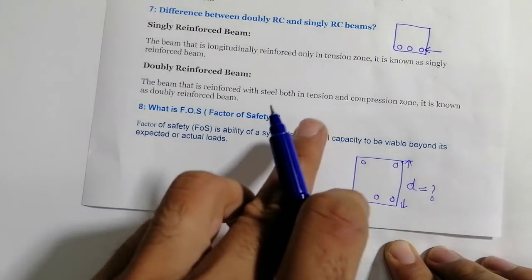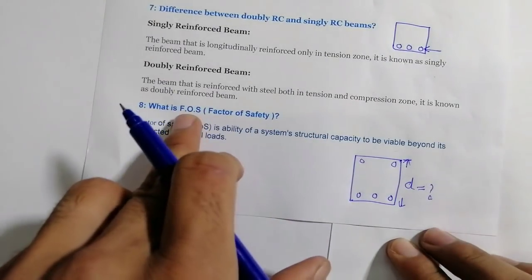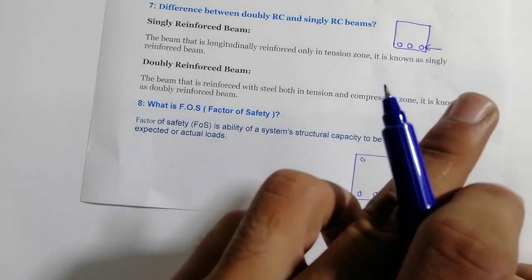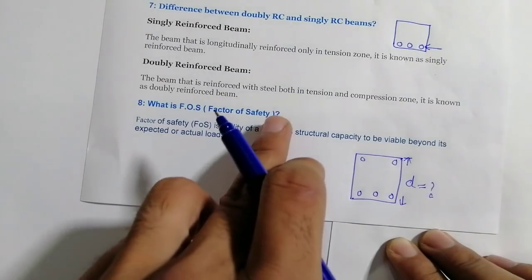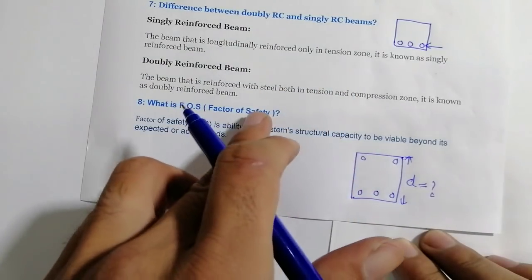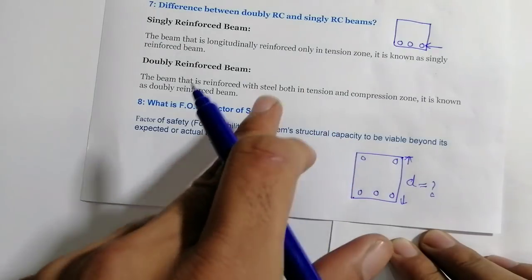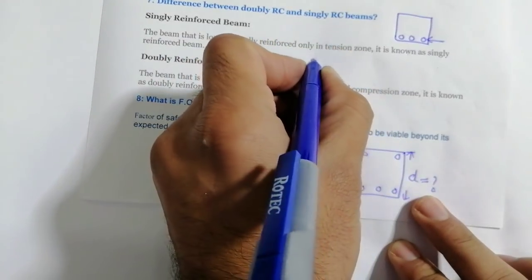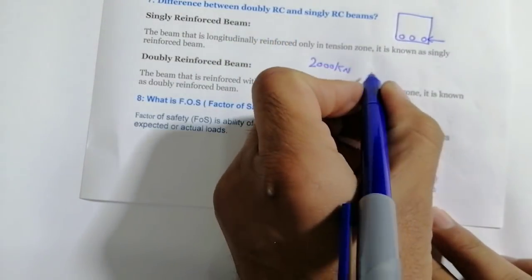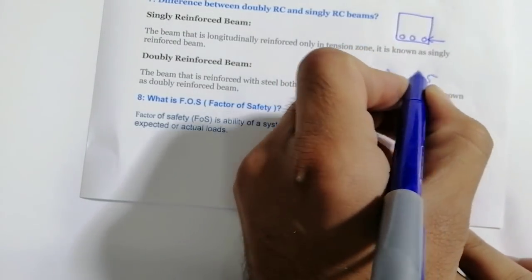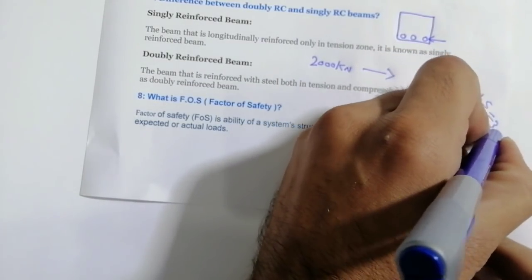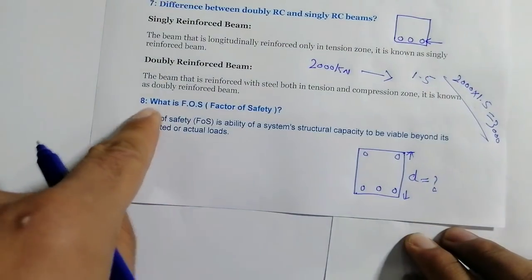Many civil engineering students also know about factor of safety. We can say that we increase the factor of safety, meaning the ability of the structural capacity to withstand an increase in actual load. For example, if the load is 2000 kilonewton and we apply a factor of safety of 1.5, it becomes 2000 multiplied by 1.5, so it will become 3000 kilonewton. This is just an example of factor of safety.